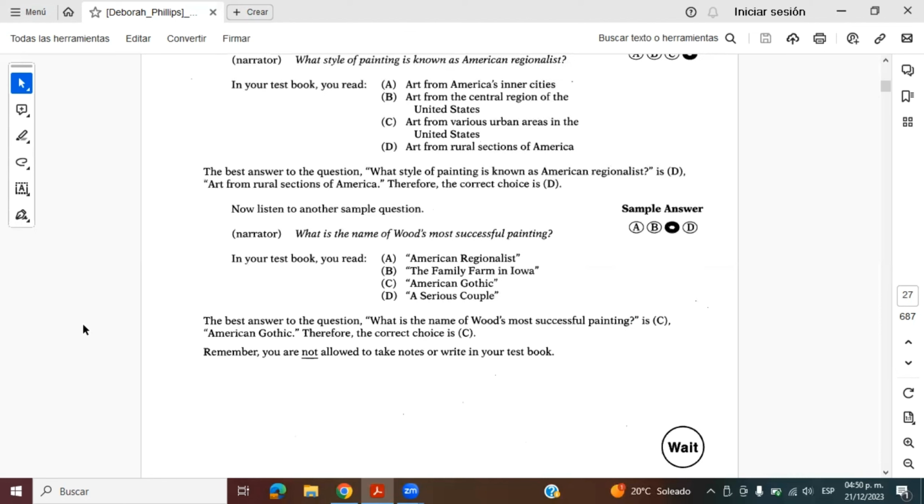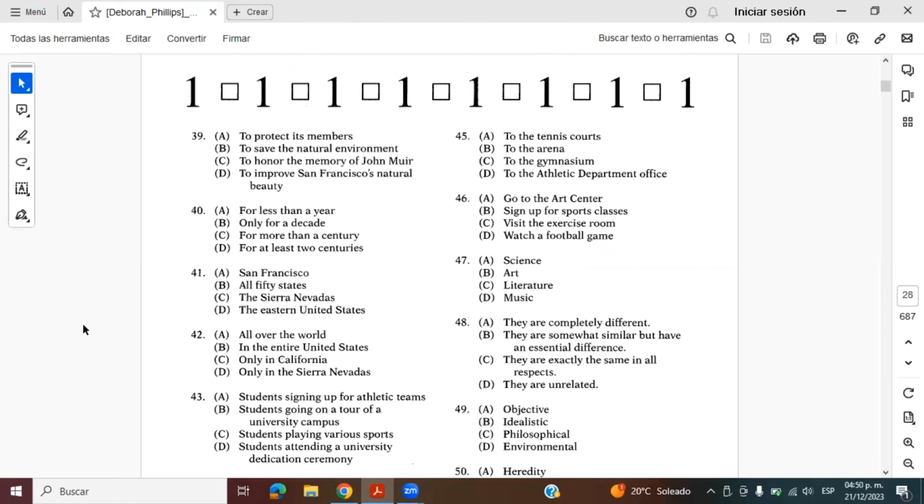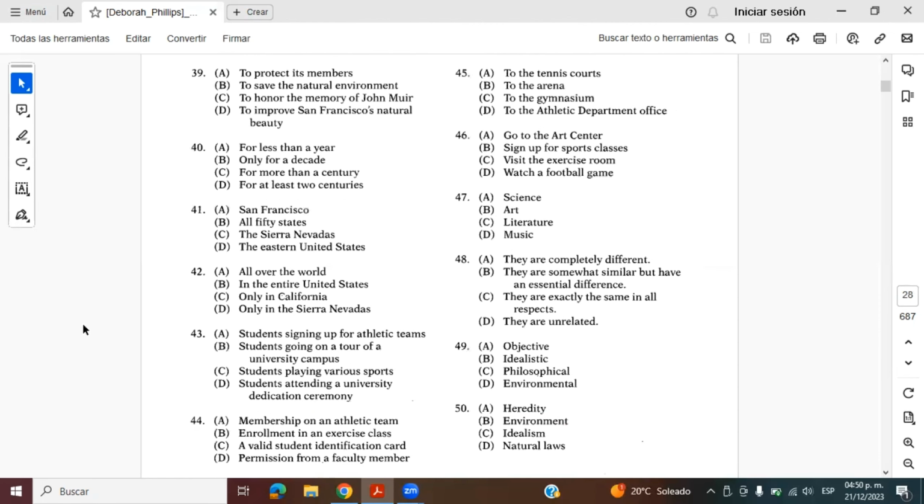Remember, you are not allowed to take notes or write in your test book. Now we will begin Part C with the first talk. Questions 39 through 42. Listen to a welcome address by a member of a club.